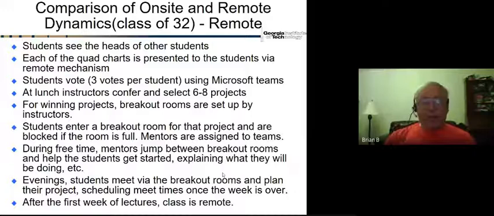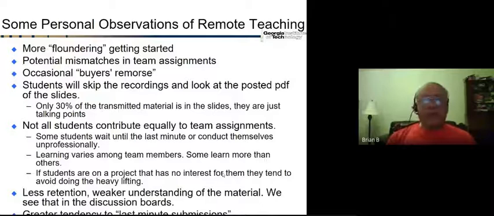Personal observations of remote teaching. There's a lot more floundering getting started. It's an issue of ordering books. The books came in late, by the way, for the class. Mismatches in team assignments, buyer's remorse. Students will pick a project and then find out it's not what they wanted, whereas locally, they could have just walked up and asked the person who was the sponsor for that project. Another problem I run into is that students will skip the recordings and just look at the posted PDF of the slides. At least for me, I only do about 30% of the material on the slides, and the rest is verbal.